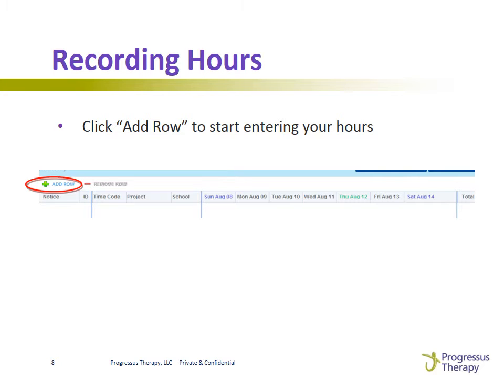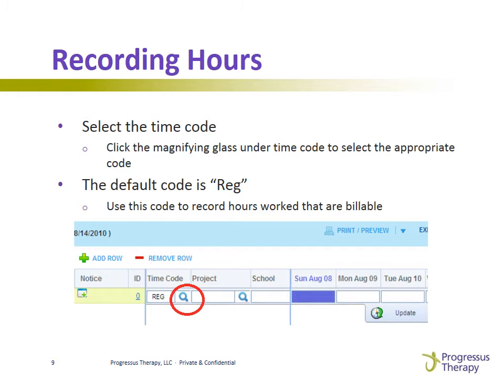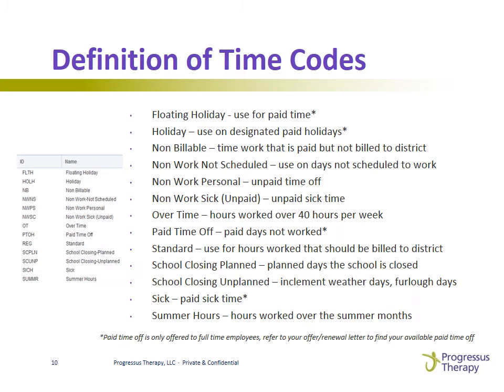Recording hours. Click Add Row to start entering your hours. Select the time code. Click the magnifying glass under the time code to select the appropriate code. The default code is Reg. Use this code to record hours worked that are billable. Below is a list of all the time codes. The most commonly used one is Reg.